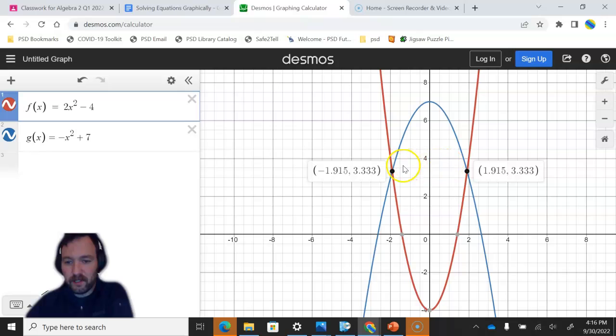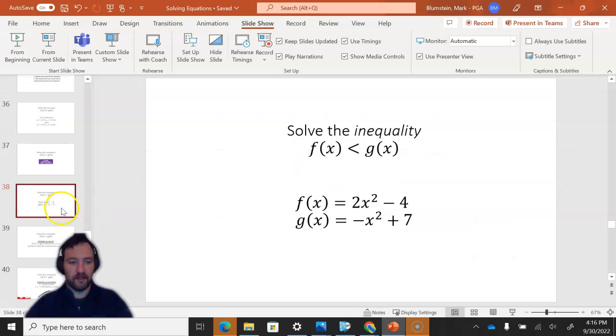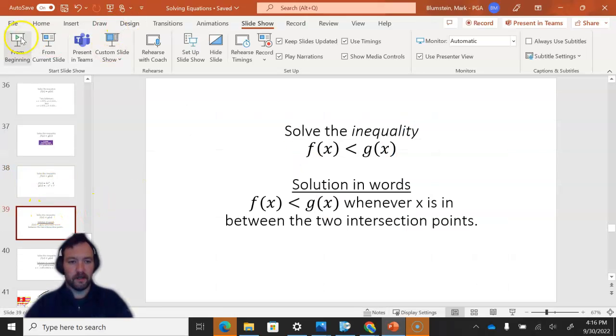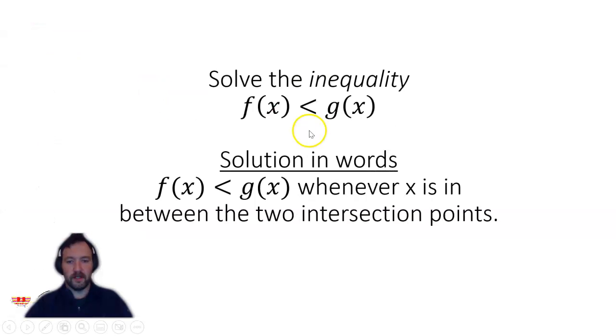So all my solutions to the inequality, f is less than g, the red is less than the blue, occur in between the 2 solution points. And that's really all you have to do. So the solution in words: f of x is less than g of x whenever x is in between the two intersection points.